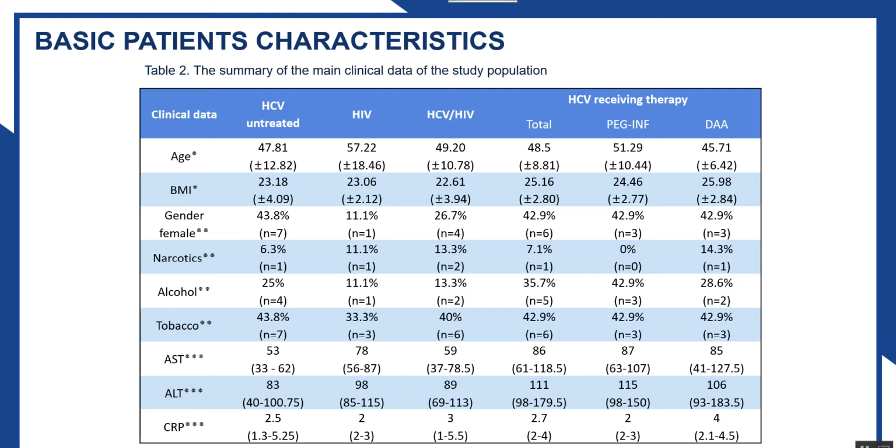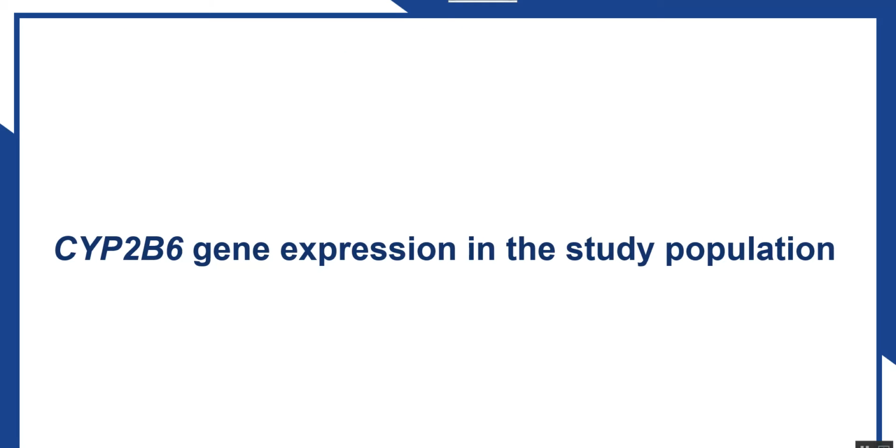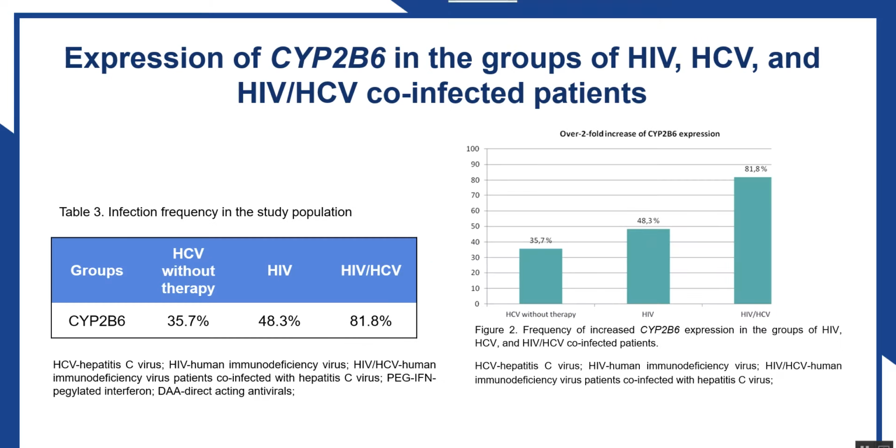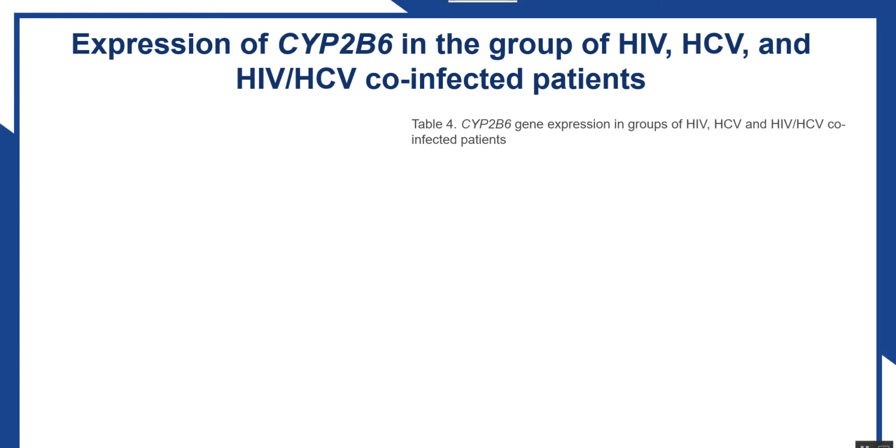And now let me present you the results about the gene expression, starting with CYP2B6. In a group of patients with HIV, HCV, and HIV-HCV co-infection, over twofold increase in CYP2B6 expression was seen in 35% of untreated HCV patients, 48% of HIV patients, and 81% of these patients who were co-infected, as you can see on the panel left and right.